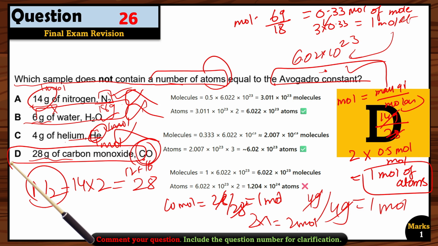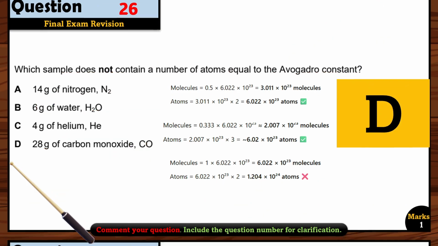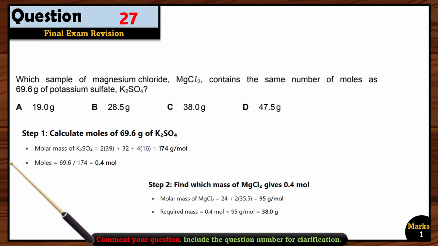So these are some of the common mistakes the students usually make related to Avogadro's constant or the number of particles present in a compound or in an element, if the question is related to these types of questions. So now let's see other questions from chapter 5, where students usually get confused about which formula they have to use.